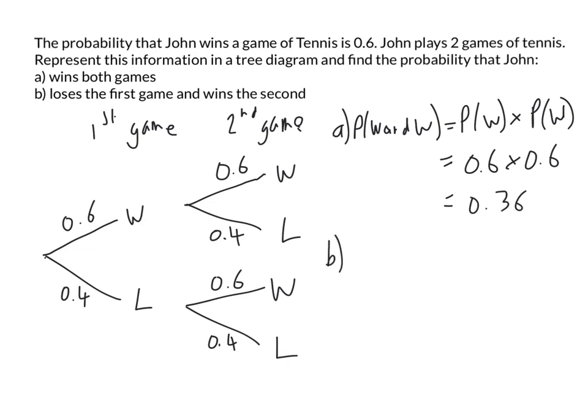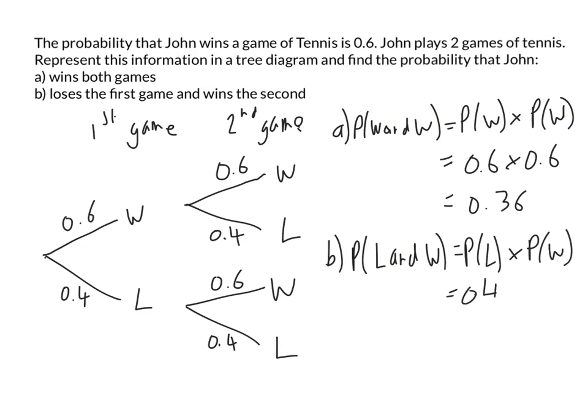And part B is the probability of him losing the first game and winning the second game. So L and W. So probability of losing, that would be multiplied by the probability of winning. 0.4 multiplied by 0.6, and that gives 0.24.